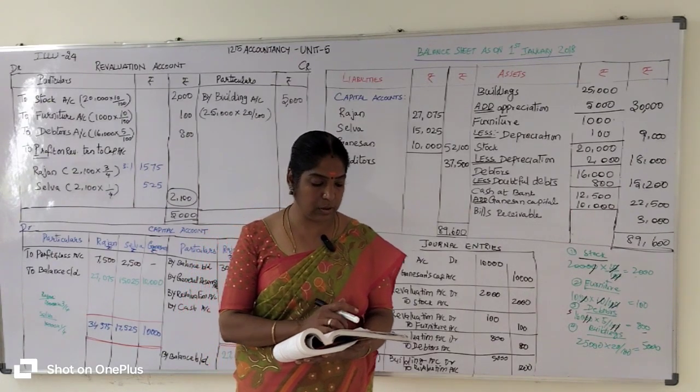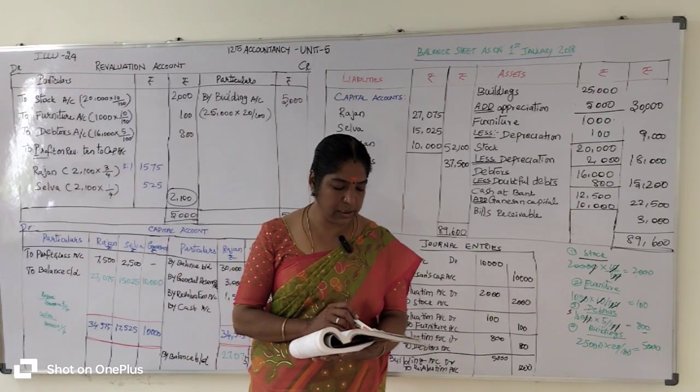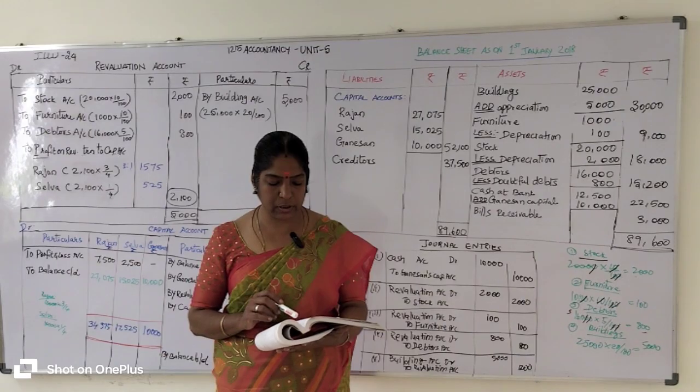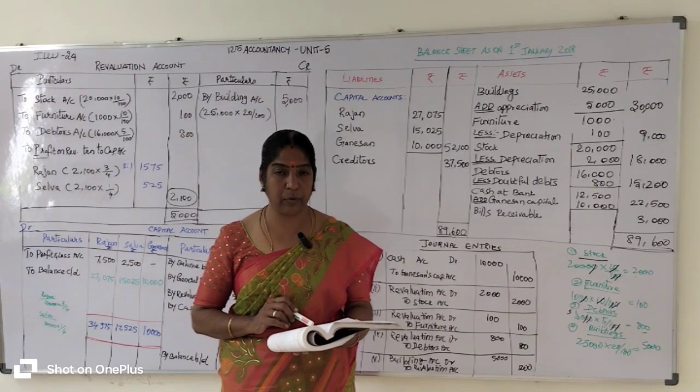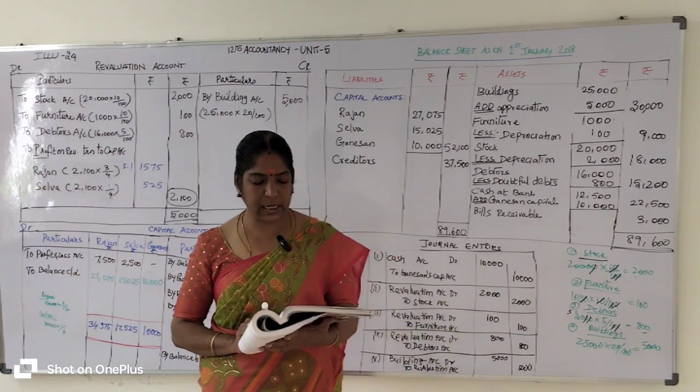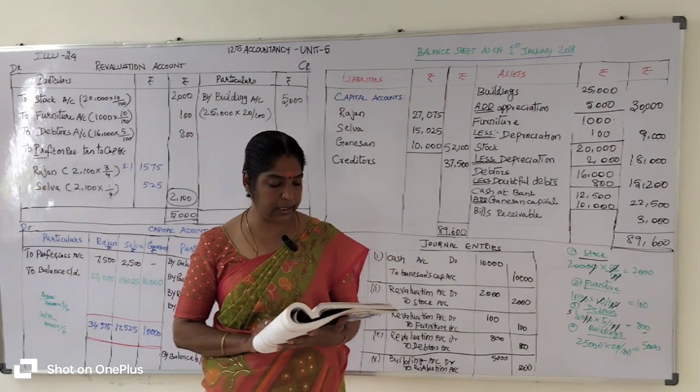Liability side items are given below: capital account, general reserve, creditors. And asset items are building, furniture, stock, debtors, bills receivable, cash at bank, and profit and loss account. On 1/4/2017, they admit Ganesan as a new partner on the following arrangement.